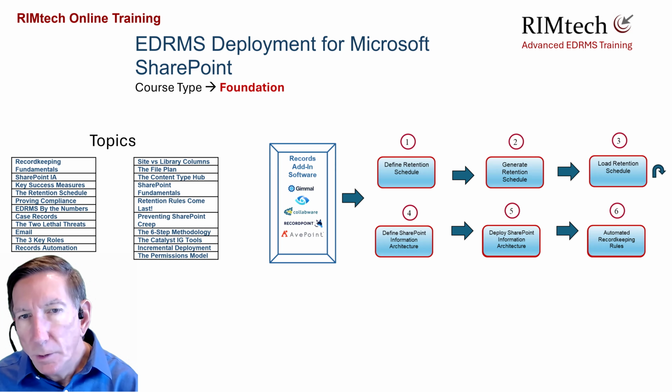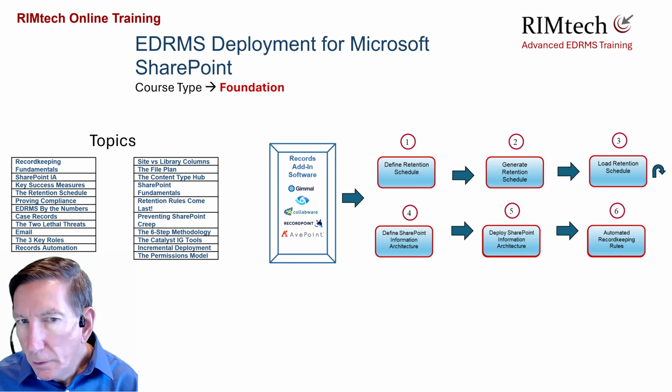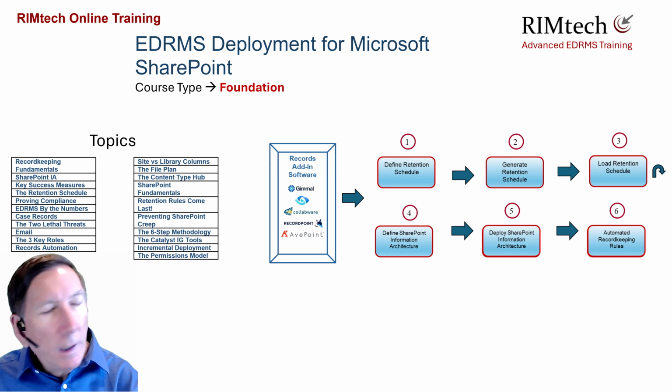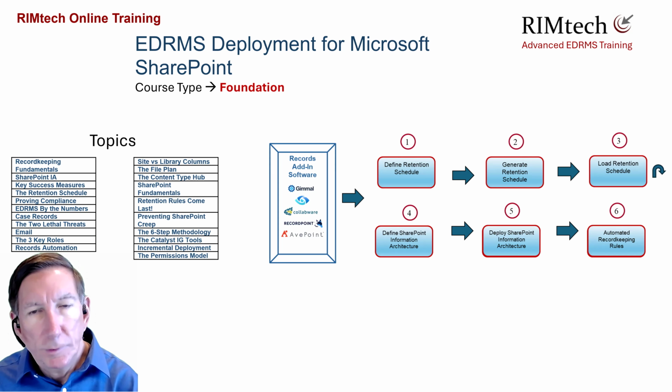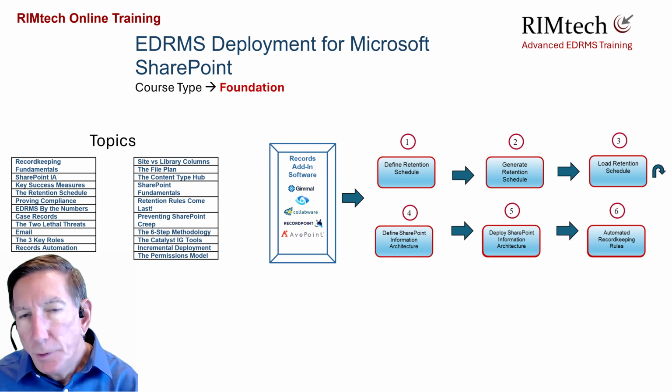We'll dig into the numbers and show you how to prove that your project is working as it's supposed to, that it's being successful. We'll talk about the hugely important topic of case records. No one can deploy an EDRMS successfully until you manage your case records properly with the software. Case records are over 50% of all your records, and they're the records with event-driven retention rules. And it's much trickier to handle case records. So we'll teach you how to get it right.